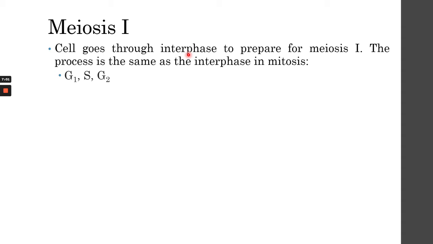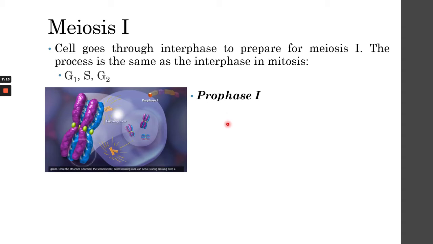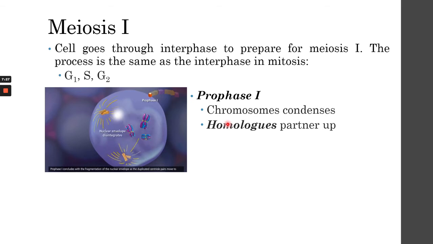After undergoing interphase, the cell enters meiosis 1 by first entering prophase 1. Some of the most important things that happen in meiosis 1 already happen in prophase 1. What happens first is, similar to mitosis, the chromosomes condense. But moreover, homologous pairs partner up.